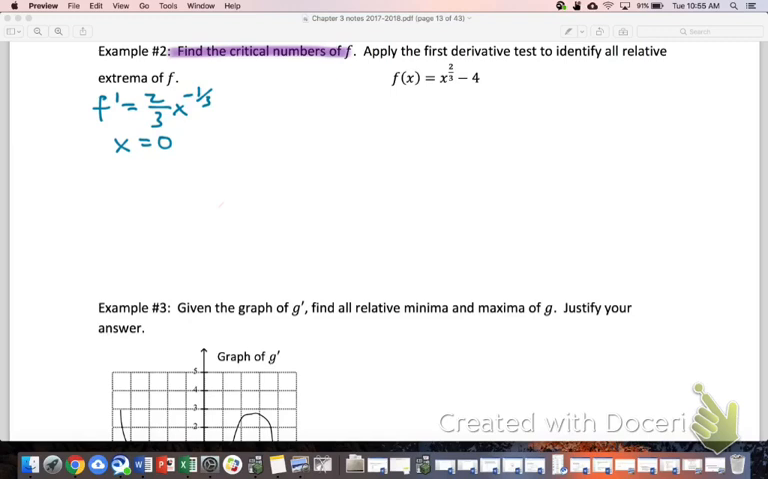Next thing we want to consider is, where is f prime equal to 0? So I'll set that equal to 0 right there. What might be a good first step in trying to solve for x here? Divide by 2. Let's get rid of the 2/3 by division. So I would get x to the negative 1/3 is equal to 0.